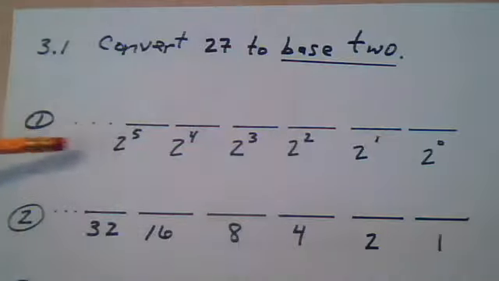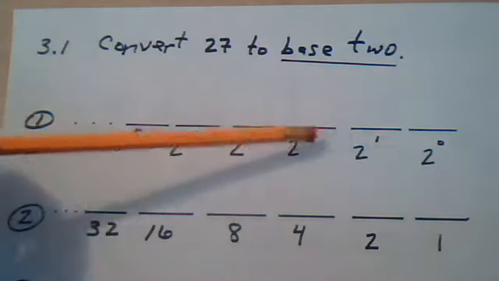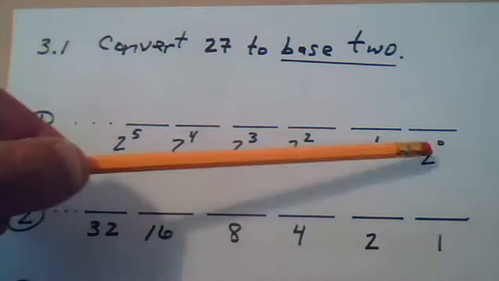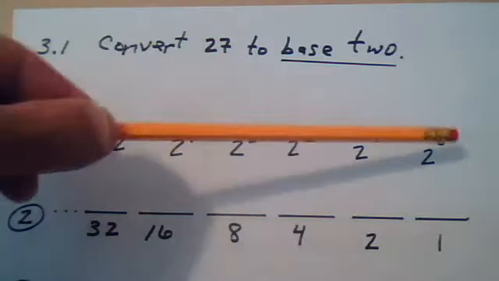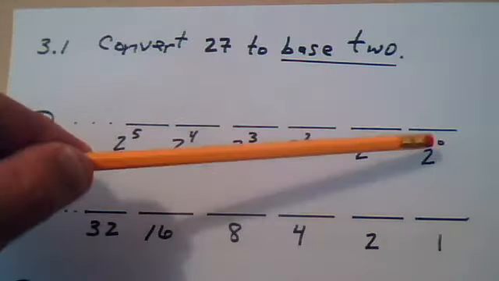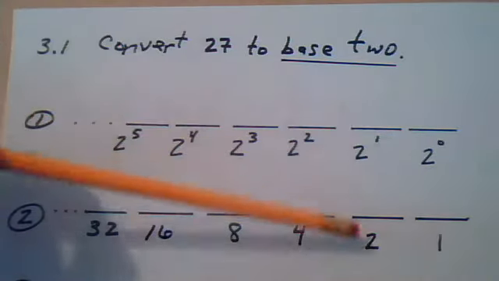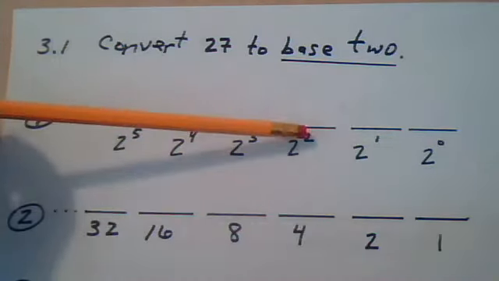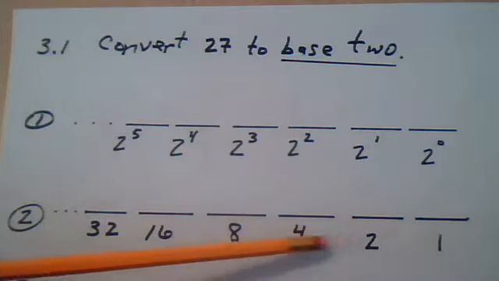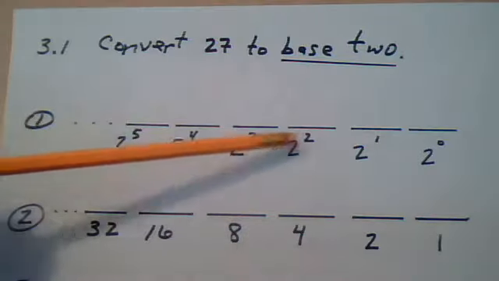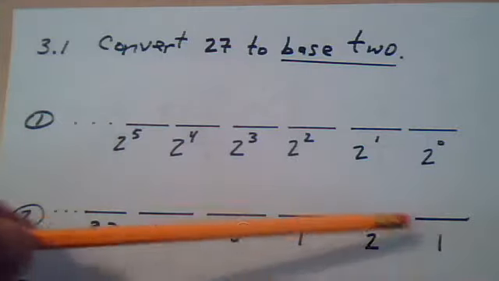Now, how far do you go? Well, notice what I did. I changed these exponential form numbers into digits. So 2 to the 0, anything to the 0 is 1. So this place is worth 1. 2 to the first, this place is worth 2. 2 to the second, that's 2 times 2. This place is worth 4. So it's easy to look at these numbers in the exponential form. So these positions have these values.